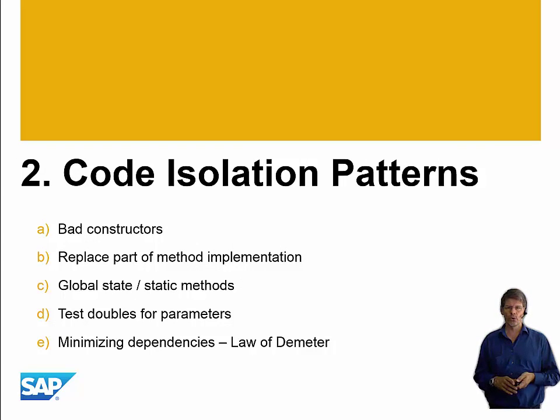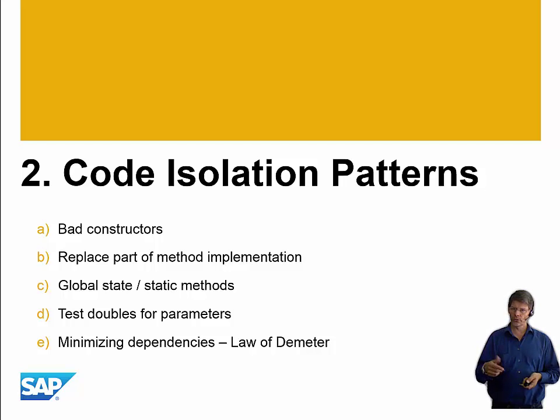So this is really about code isolation patterns. Remember, we wanted to add testability to existing code, which has a lot to do with cutting dependencies and making the coupling of code different. And the main topics we'll be looking at are constructors, bad constructors. So when you even instantiate an object, there can be problems.